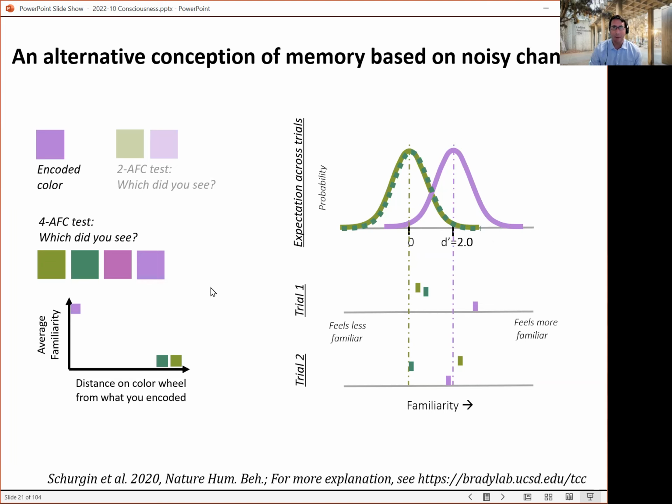But in a continuous space, that makes no sense, right? Imagine I showed you a purple 1 degree away on the color wheel from this purple. You wouldn't even be able to visually tell it apart from this purple. And so of course you'd choose it equally often to this purple. It's an impossible task, right?